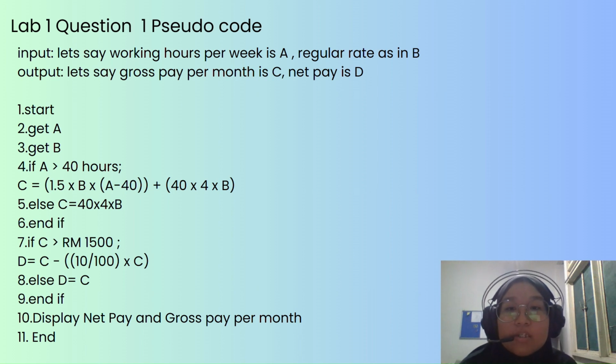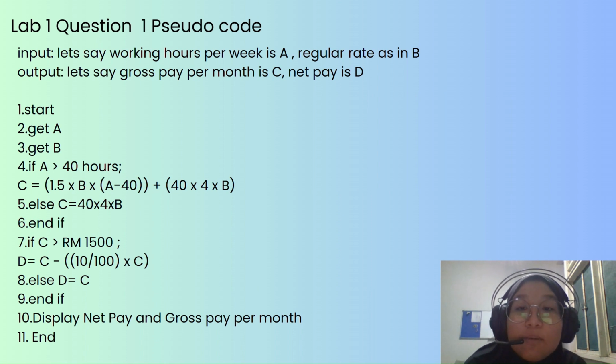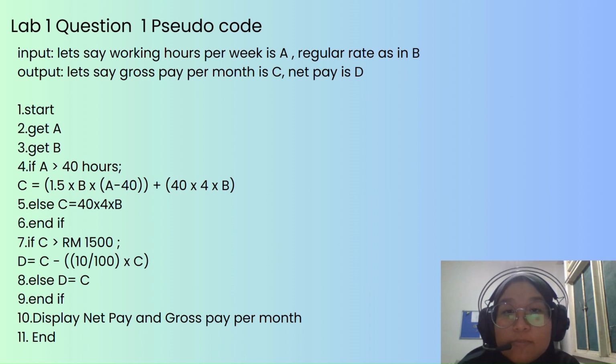So I will be presenting the answer for Lab 1 exercise, question 1 pseudocode. The question is asking for payroll of the month. So we'll start with our input. We label, let's say, working hour per week is A and regular rate as in B. And our output, let's say, gross pay per month is C and net pay is D.